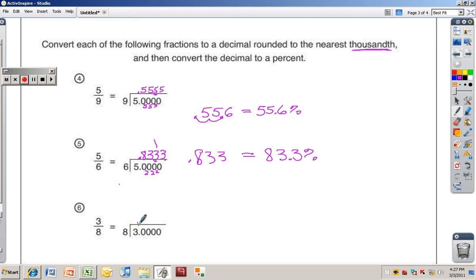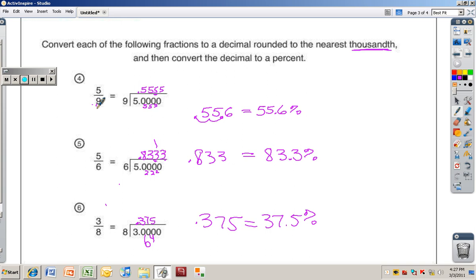All right, last one. 8 into 30. How many times? 3. 8 times 4 is 32, so that won't work, right? 8 times 3 is 24, so what's the leftover? 6. 8 into 60, how many times? 7. 7 times 8 is? 56. So you have a leftover of? 4. Good. 8 into 40, how many times? 5. Oh, and we don't even have to go to the next one because that actually stops right there, right? So 0.375, which is equal to what percent? 37.5%.